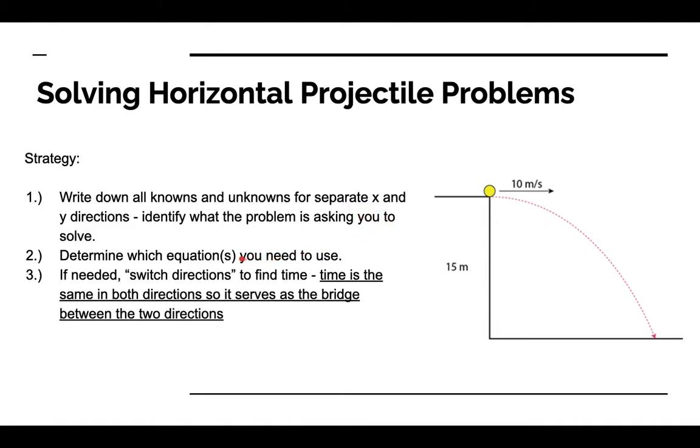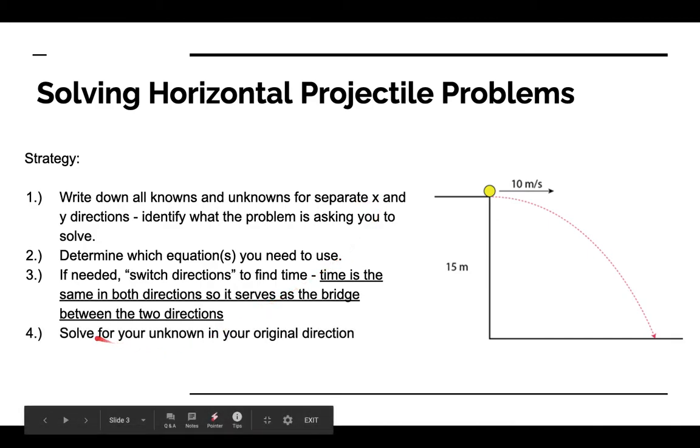In that case, what we're going to do is switch directions to the y direction to solve for time. The idea is that time is the same in both directions, so it serves as a bridge that connects the otherwise independent x and y directions. So if I'm trying to solve for something in the x direction and I need the time, I'm going to go to my y direction to solve for my time, and vice versa. If I need to solve for something in the y direction and I don't have time, I'll move to the x direction to find time.